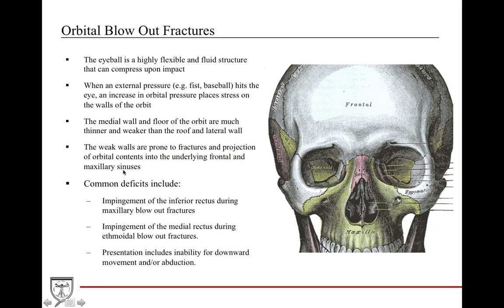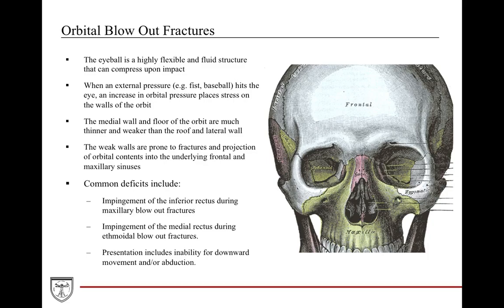Then you have orbital blowout fracture, which is another important clinical situation. The eyeball is a highly flexible and fluid-filled structure. It can compress. So when you have a fist to the eye or a baseball to the eye, it causes such a significant amount of intraorbital pressure that it will cause the medial or the inferior walls of the orbit to collapse. And what happens is the contents of the orbit can go either medially or inferiorly. You can go medially into the ethmoid area. You can go inferiorly as well into the maxillary sinus.